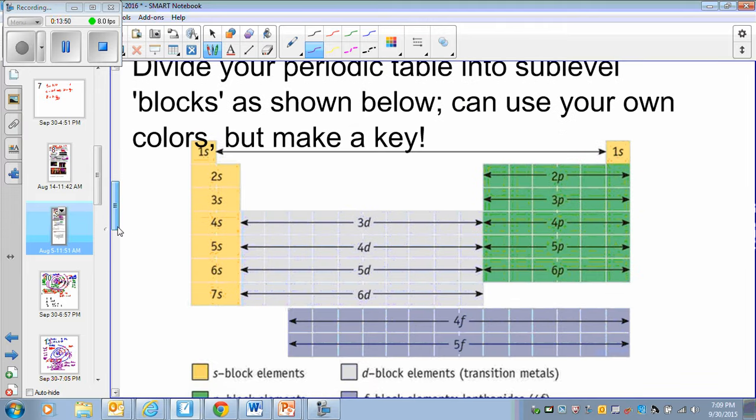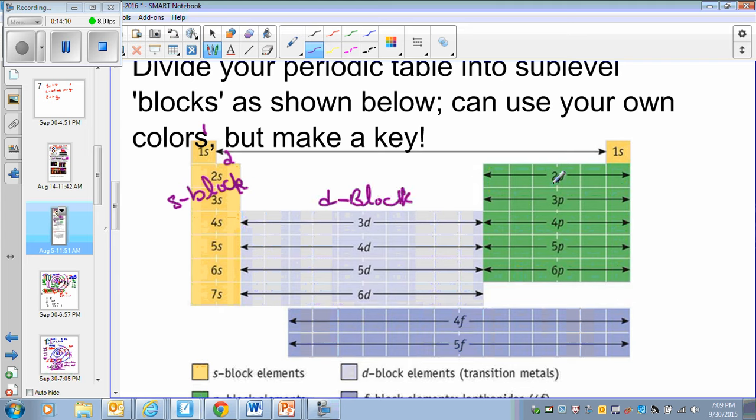Your periodic table is actually divided into the sub-levels. So when you look at your periodic table, the first 2 groups, group 1 and group 2, are called S block elements. We call them S block elements. These are called D block elements.